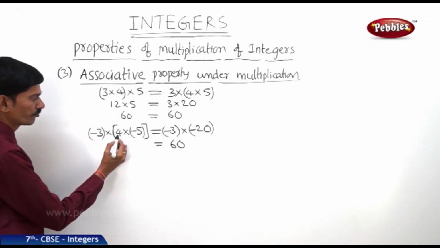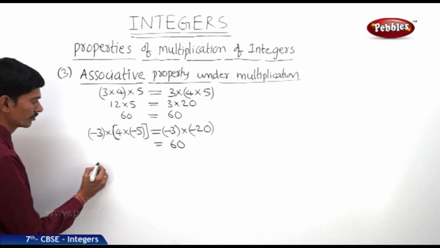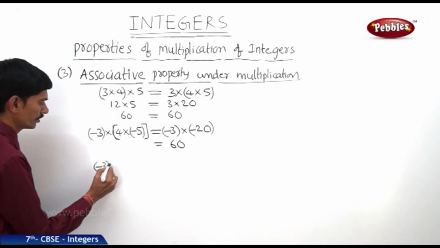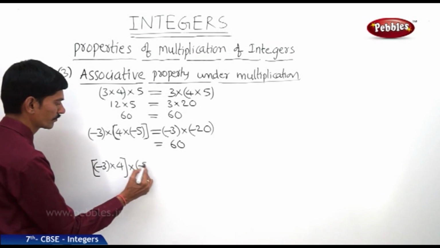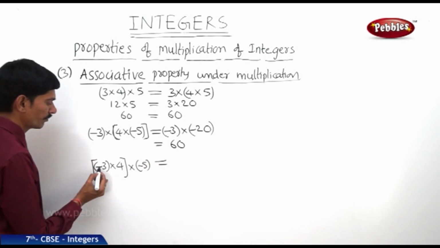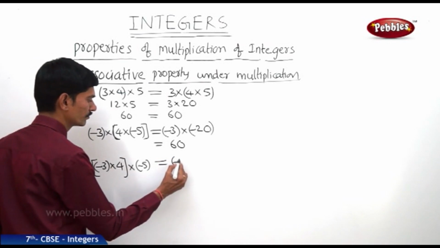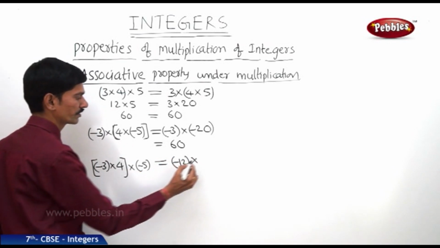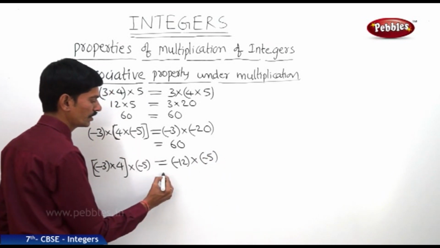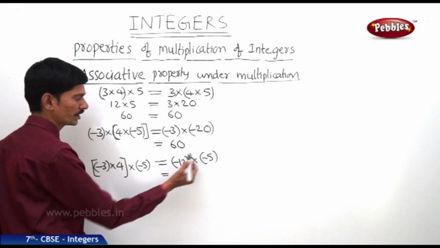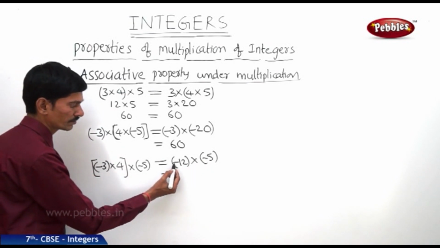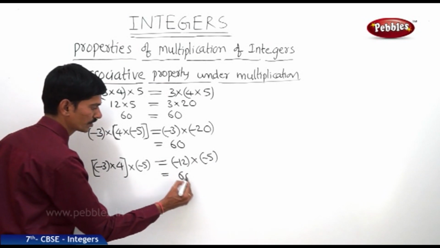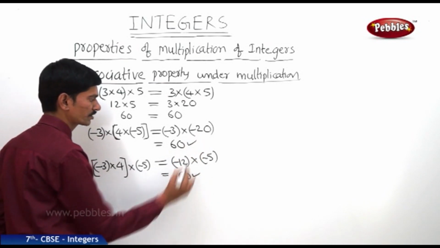Now we will group minus 3 and 4 together. Now minus 3 into 4. So these two integers are grouped together. This is multiplied by minus 5. Now this equals minus 3 into 4 is minus 12 into minus 5. So again here the two negative integers are multiplied, so we will get the product as a positive integer. So minus into minus is plus, 12 5s are 60. So here both the products are the same.